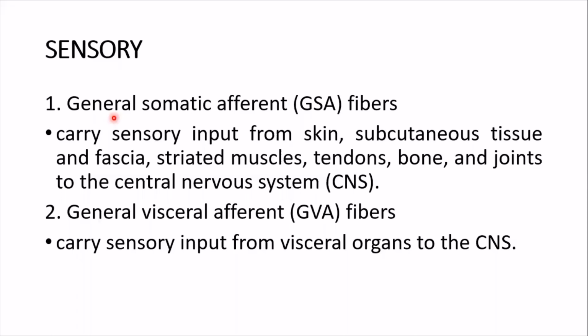They are the general somatic afferent fibers. They carry sensory input from skin, subcutaneous tissue, fascia, striated muscles, tendons, bone, and joints to the central nervous system. And then the second sensory component is the general visceral afferent. Of course, this was the somatic system, and the visceral afferent fibers carry sensory input from the visceral organs to the CNS.